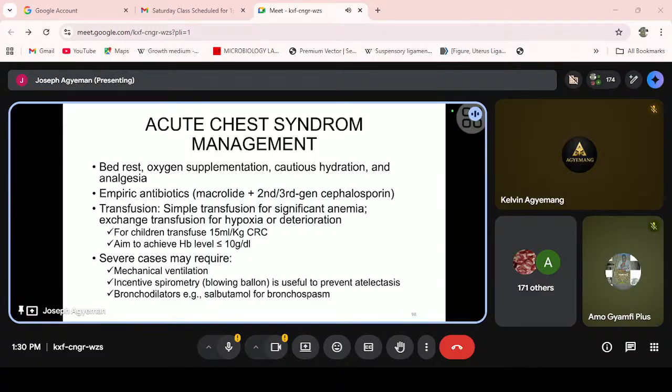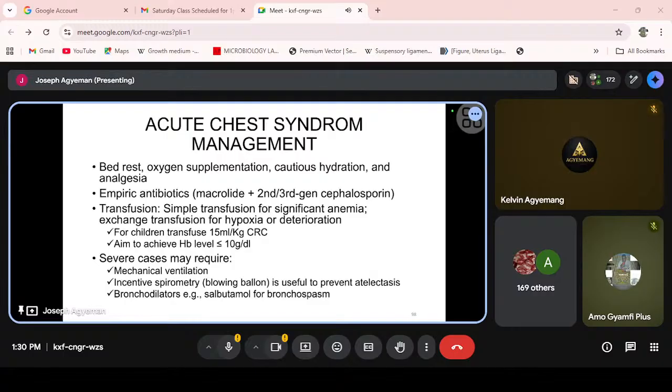At that point where you have fewer levels of HbS because of the donor blood, you may have reduced levels of issues with vaso-occlusive crisis, including acute chest syndrome. So you may do simple transfusion or exchange transfusion. They are talking about exchange transfusion.